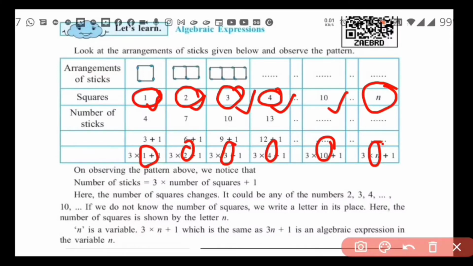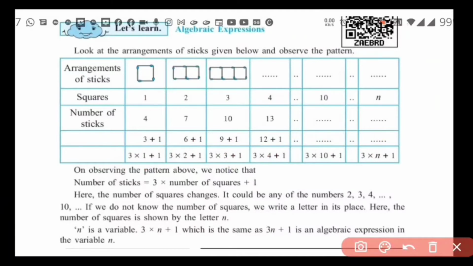So if you write n, it is easy to put the value for n. That means 3 into 1 plus 1, here the value of n is 1. 3 into 2 plus 1, here the value of n is 2. 3 into 3 plus 1, here the value of n is 3. 3 into 4 plus 1, here the value of n is 4. So in this way we can keep on writing the value for n.